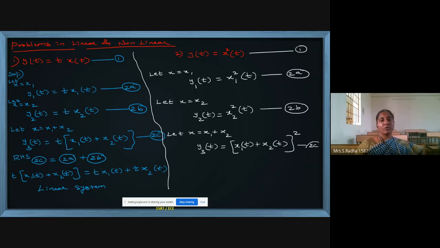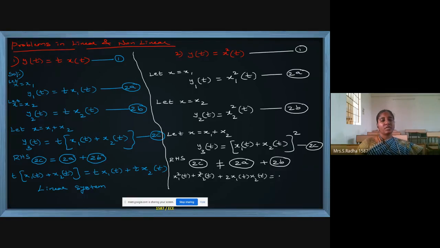Now you have to check RHS of equation 2c, whether it is equal to 2a plus 2b. Here it is not equal, because this is of the form a plus b whole square. Which means x1 square of t and x2 square of t plus 2 times x1 of t, x2 of t is the third equation.